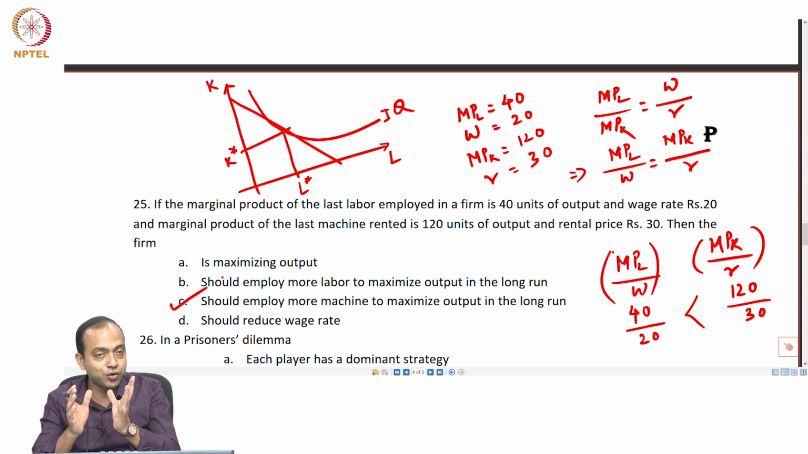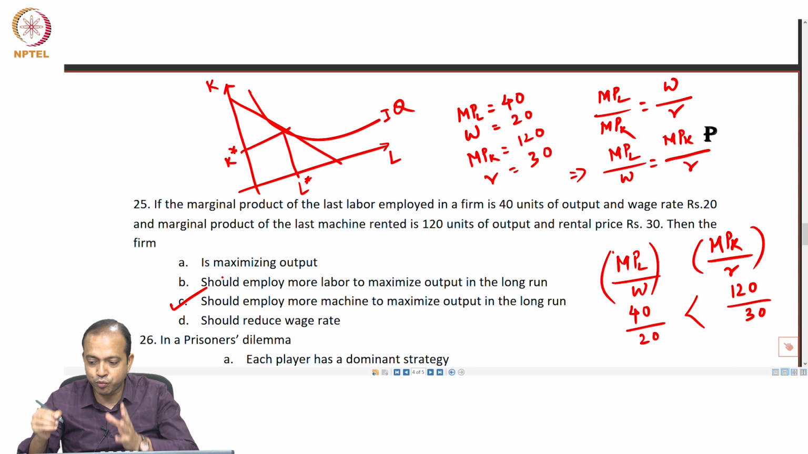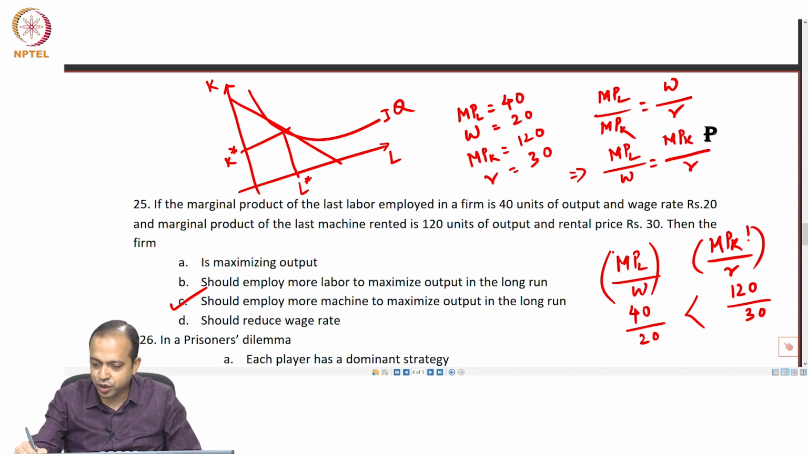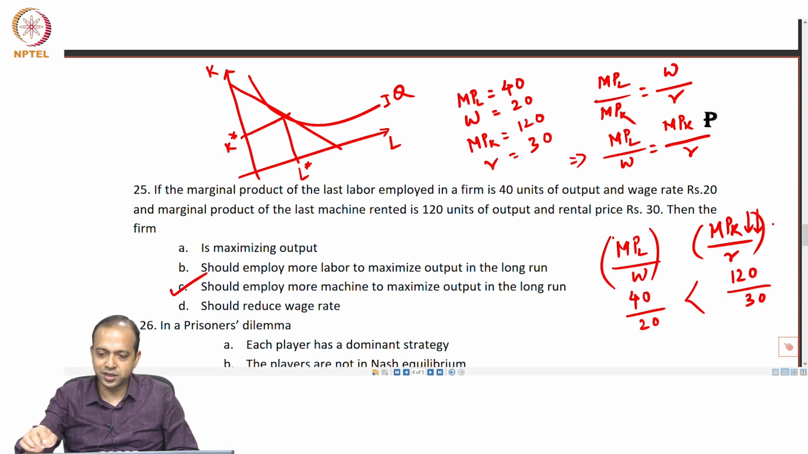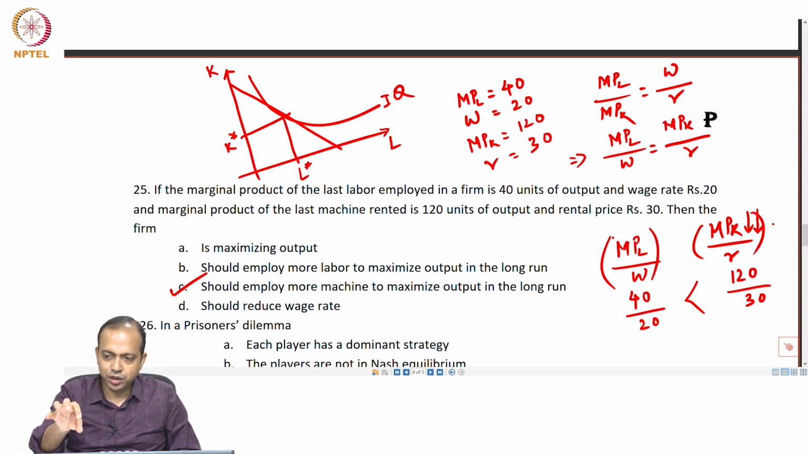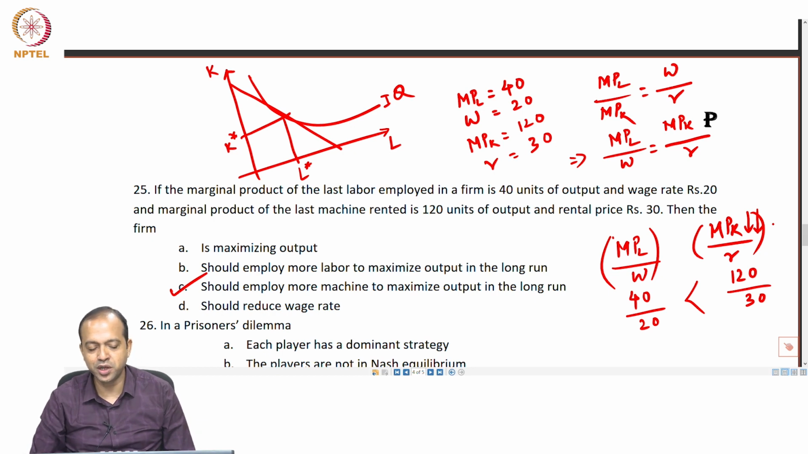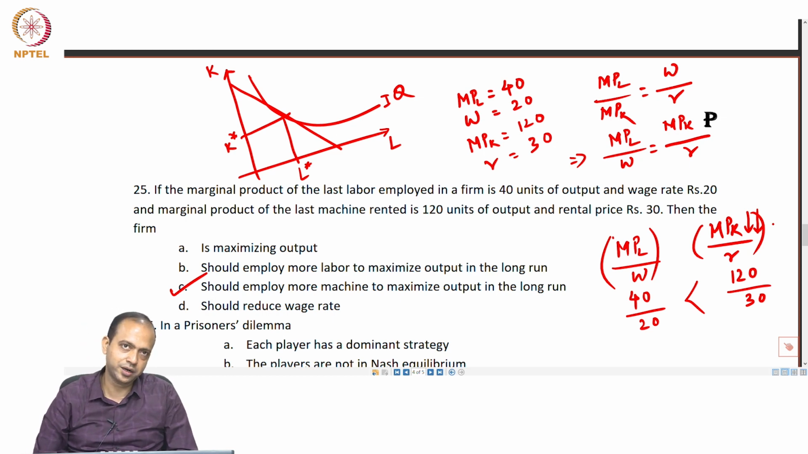Then how will you get equilibrium? Once again, if you employ more machines, then the marginal product of capital will go down, because marginal product is positive but diminishing, then again you will get equilibrium after some point of time. That is the idea. So, we need to find MPL by W and MPK by R. This comes from the equilibrium condition, that at equilibrium the slope of the isoquant equals the slope of the isocost. MPL by MPK equals W by R.